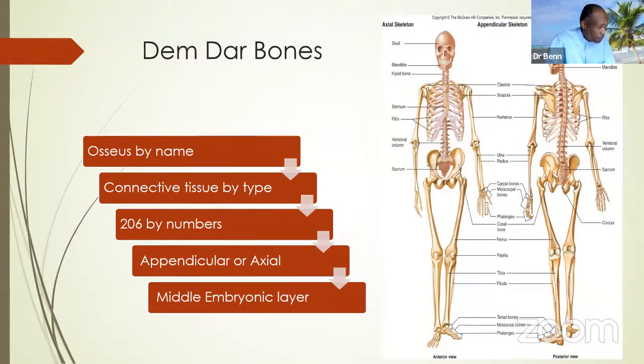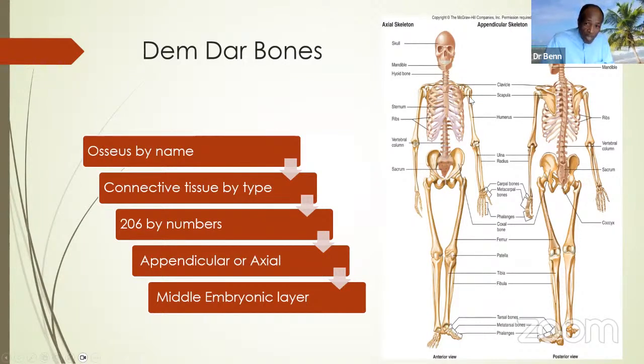Osseous is its name. When you see osteo, O-S-T-E-O, osseous, a Latin term. And bone is a type of connective tissue. And there are 206 of them in the adult skeleton. And the adult skeleton, as we see here, those things that are in the center line are called axial, like the skull, the spine, and the sacrum. That is the axial skeleton.